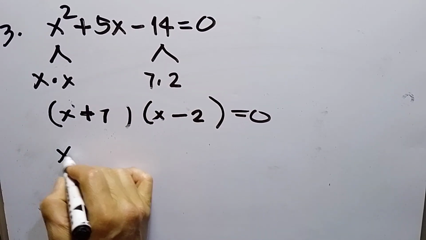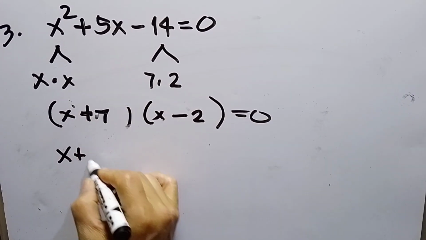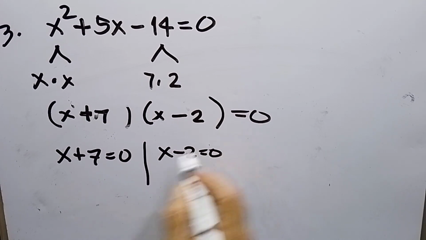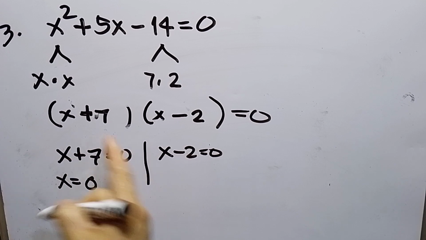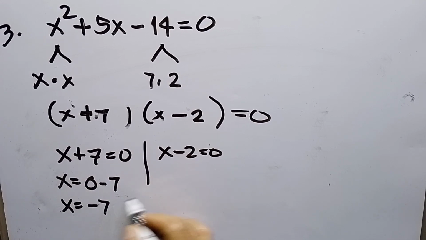So find the roots. x plus 7 is equal to 0, and then x minus 2 is equal to 0. So x equals 0, transpose positive 7 to the right, that will be negative 7. So x will be negative 7.